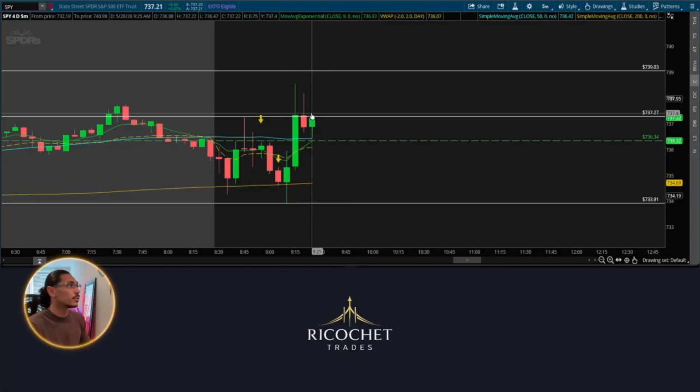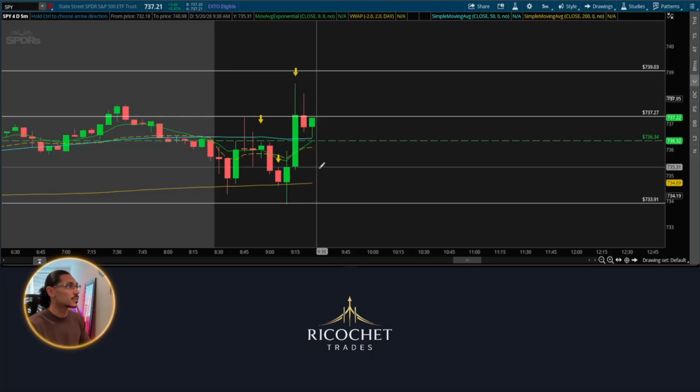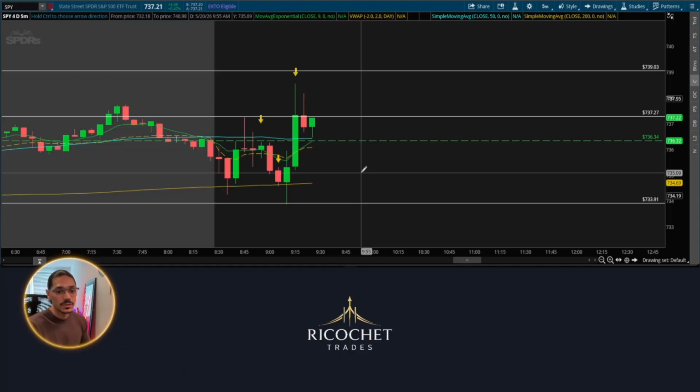So I ended up offloading my position at this candle here when we did break above the 737 range. So I was able to maximize my profit potential there and overall just have a great day in the market. We did have this trade last about 20 minutes. So after this trade was over, I just closed the charts and enjoyed the rest of my day. There was no need to look for another trade.